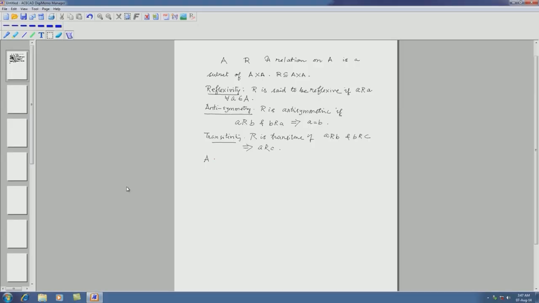A relation R on a set A is said to be a partial order if it is one, reflexive, two, antisymmetric, and three, transitive.